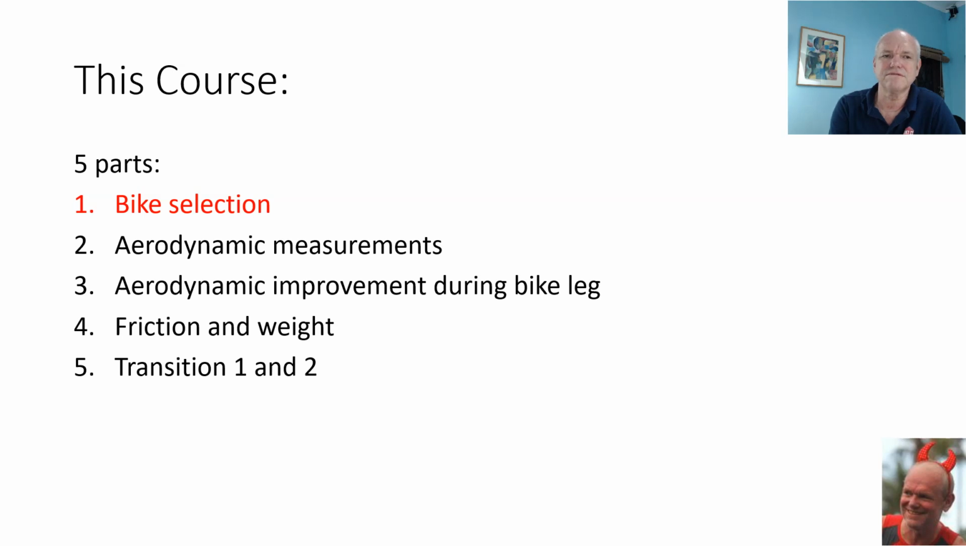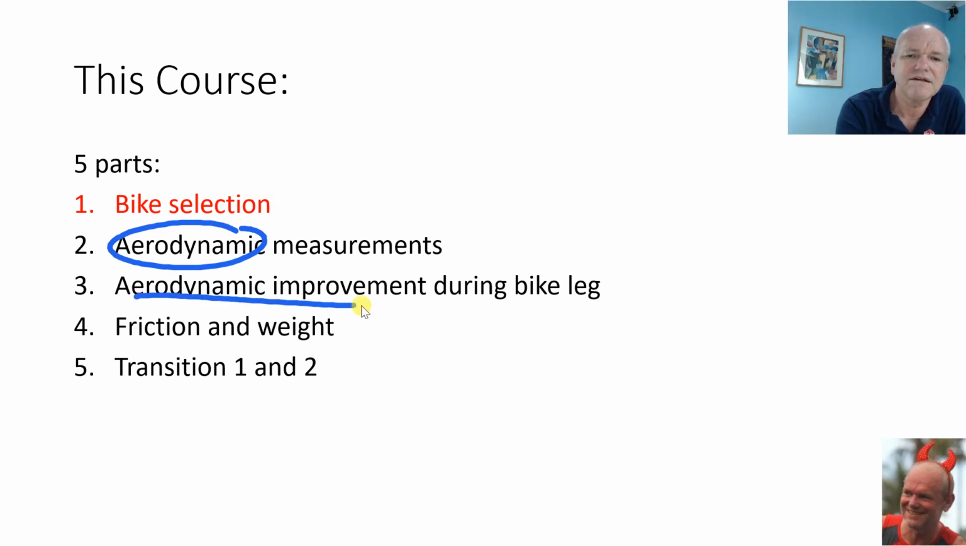So in this course we will discuss several solutions in 5 parts. Number 1 is the bike selection, so which bike you should probably use in triathlon. Number 2 is about aerodynamics. Aerodynamics is very important, the most important one in triathlon. First we discuss the theory, and then in the next chapter we see how we can use aerodynamic improvements during the bike leg.